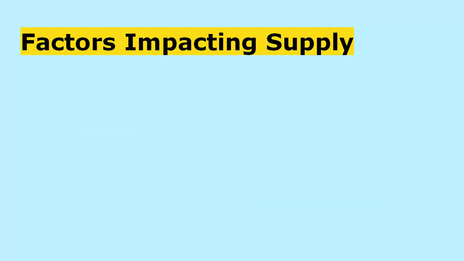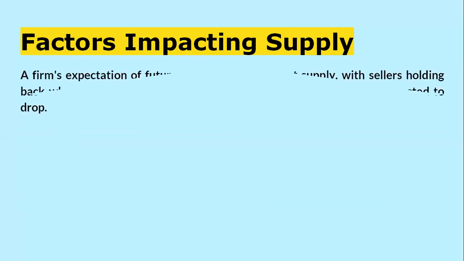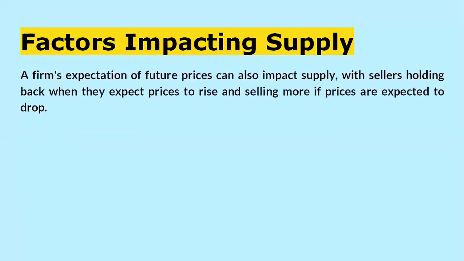Factors impacting supply. A firm's expectation of future prices can also impact supply, with sellers holding back when they expect prices to rise and selling more if prices are expected to drop.